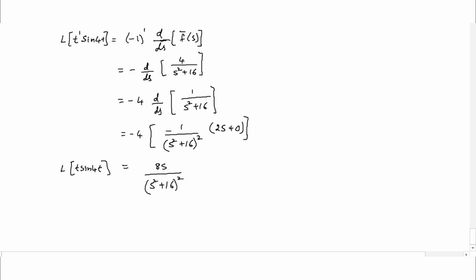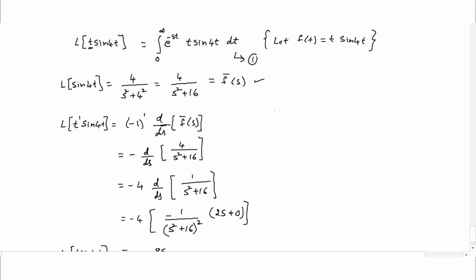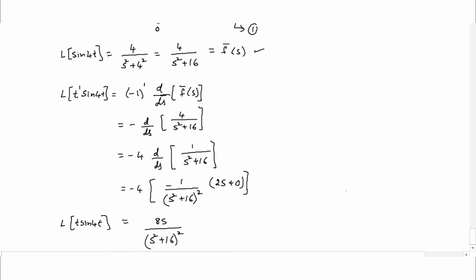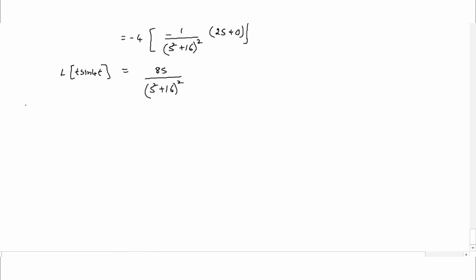So you need to plug in this value back into the given expression. So you have that equation number 1. In equation number 1, the left hand side value I have got over here, the Laplace transform of t sine 4t. So equation number 1 implies 8s divided by s square plus 16 whole square is nothing but the integral 0 to infinity e power of minus st, where f of t we have written as t sine 4t, into dt.